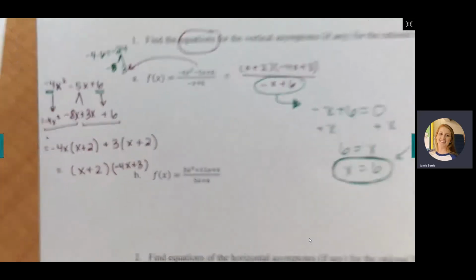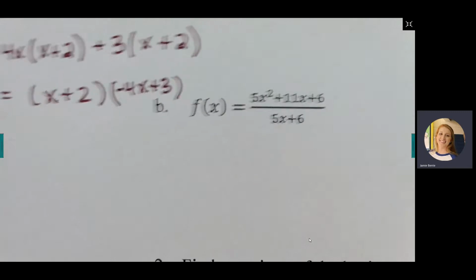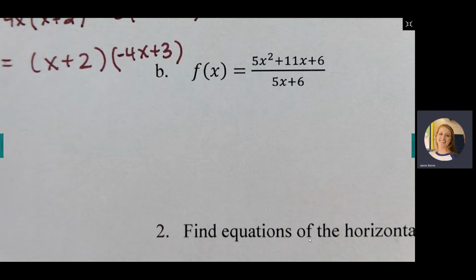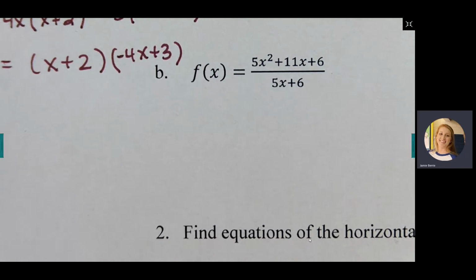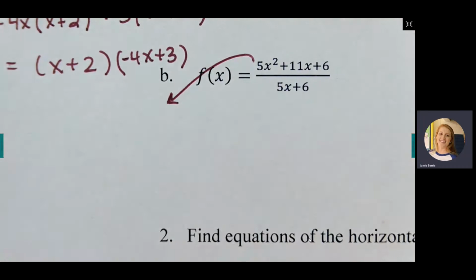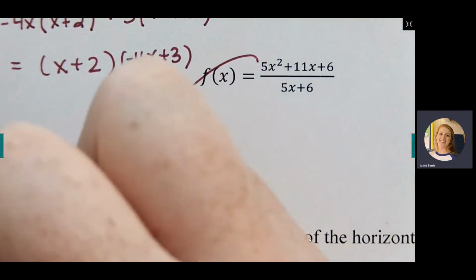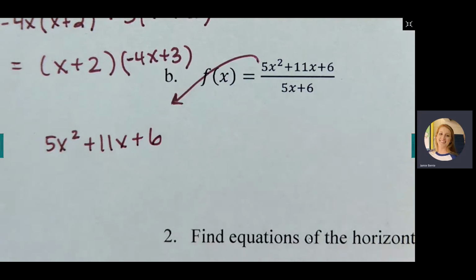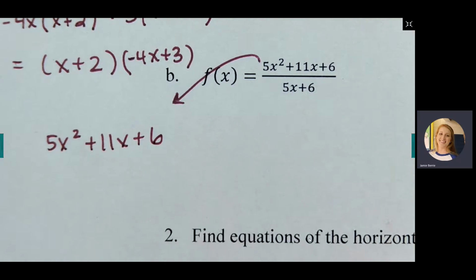All right, so let's look at part B. We're going to do the same thing. We have 5x squared plus 11x plus 6 over 5x plus 6. So take the numerator, go off to the side, and factor that. So I'm going to take my numerator, we'll go over here. 5x squared plus 11x plus 6. I'm going to factor that.